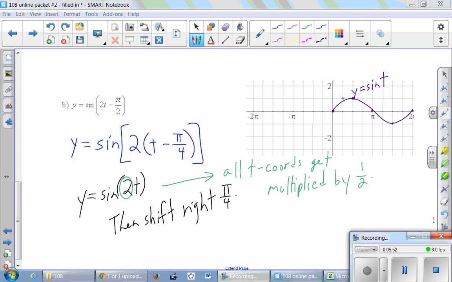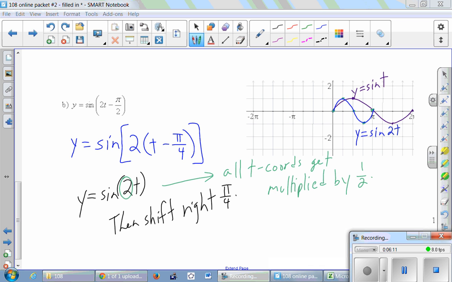So we did this before. Every t value gets cut in half, and we get those 5 points right there. And then we can connect the dots on this one. And that is the graph of y equals sine of 2t.